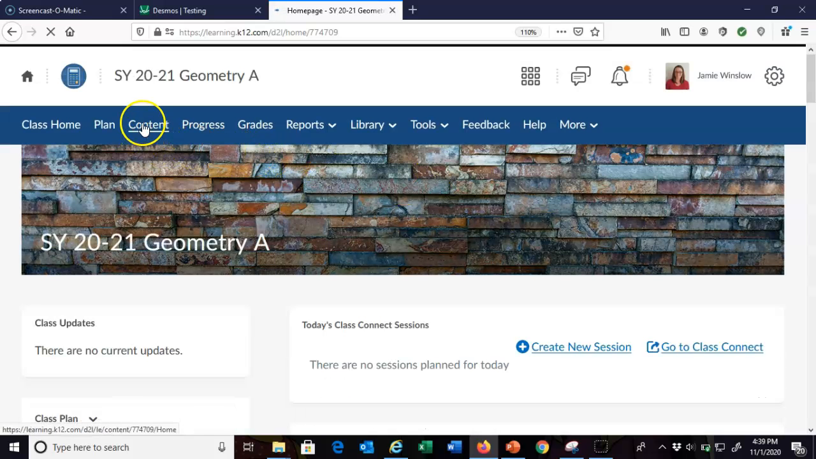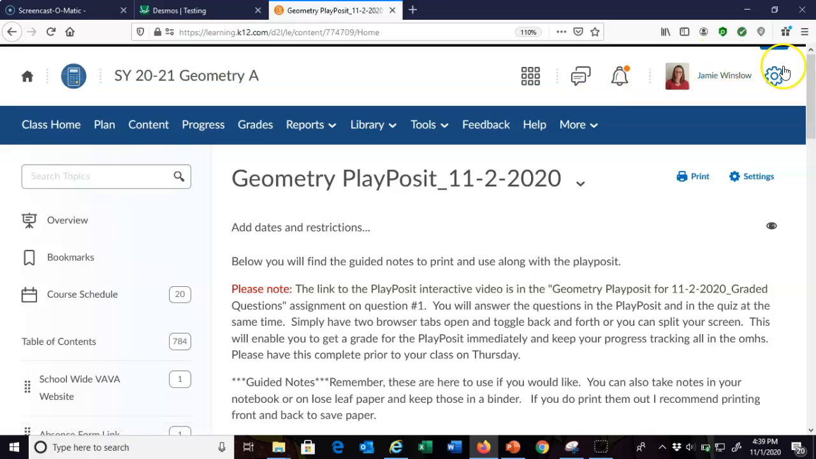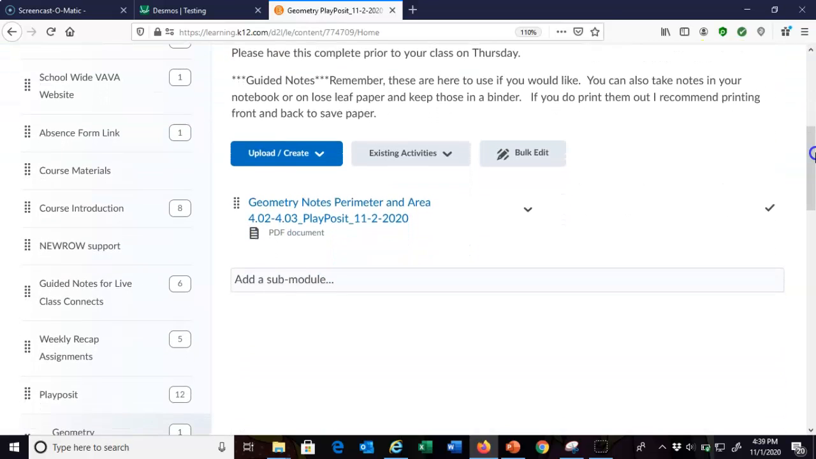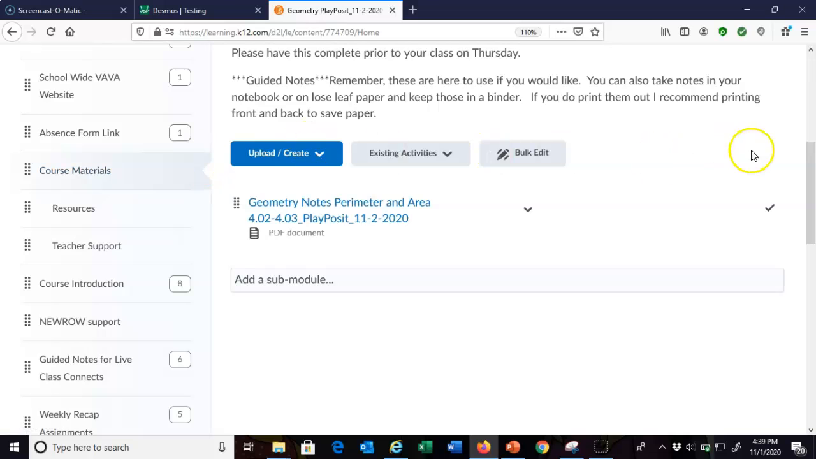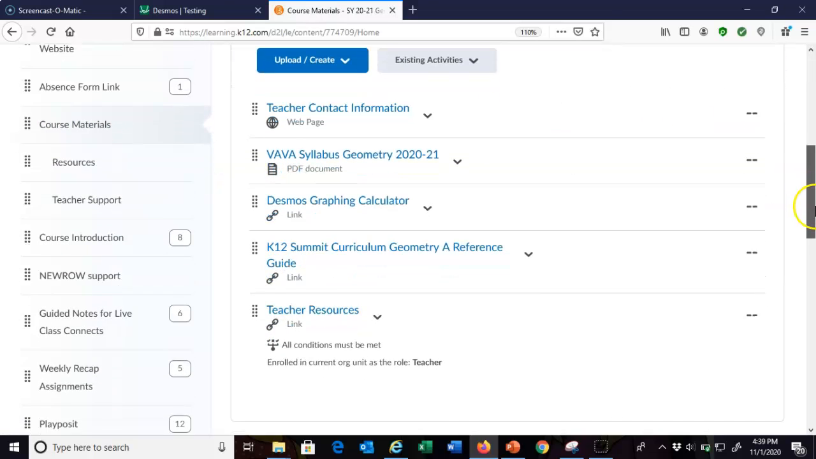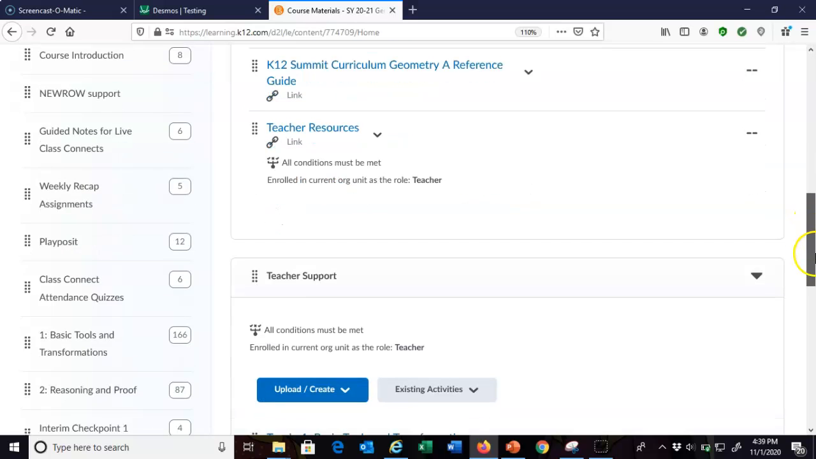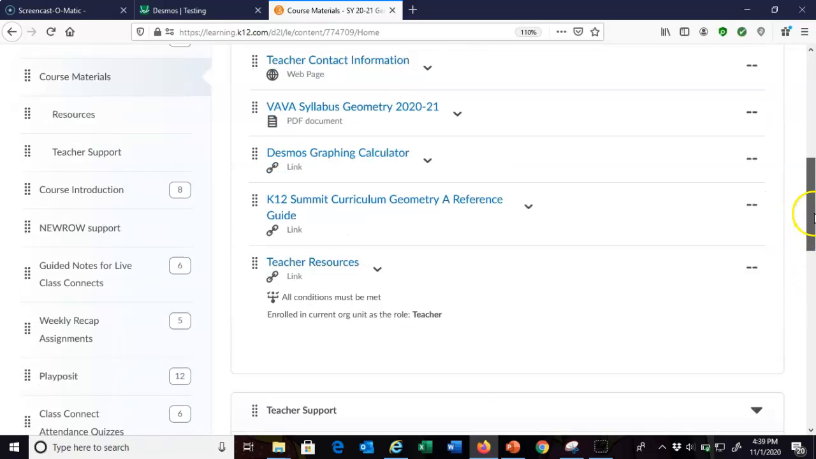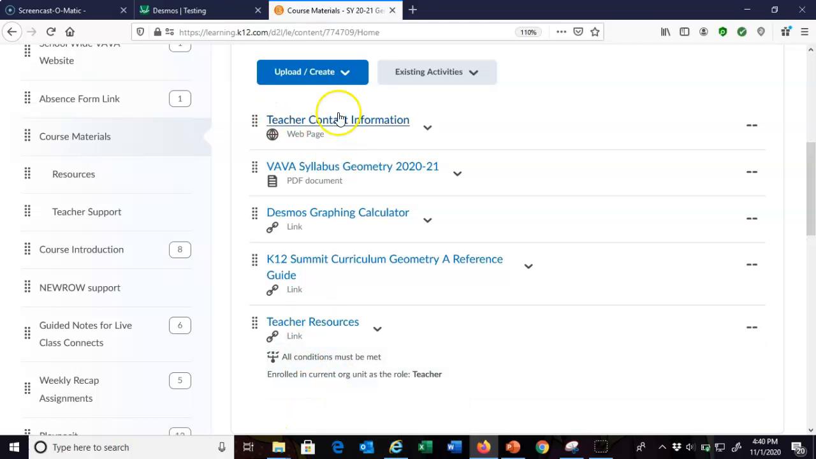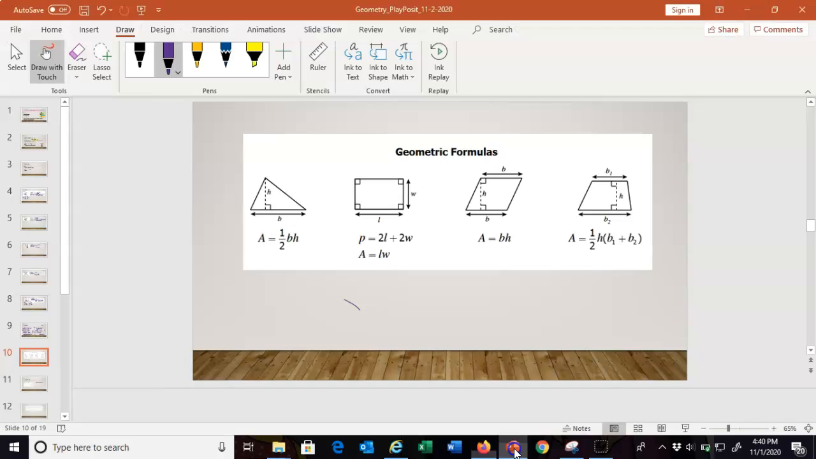So when you go to your geometry course page, like I just did, and we go to content up at the top here, it's loading. All right, we're going to scroll along the left-hand side, and you're going to see course materials. And this is where it should be for you guys. Your SOL formula sheet is going to be right here under course materials. And you can click it, and you can print it, you can save it, all of that.